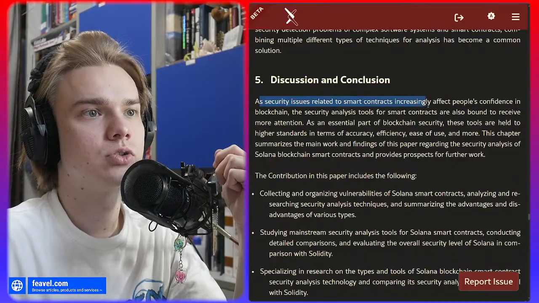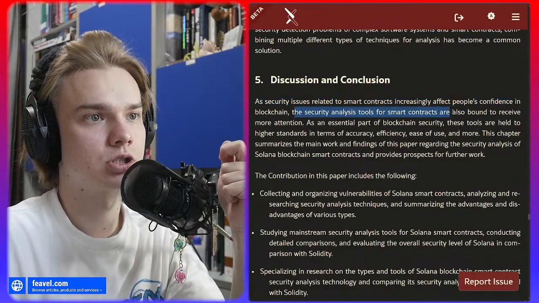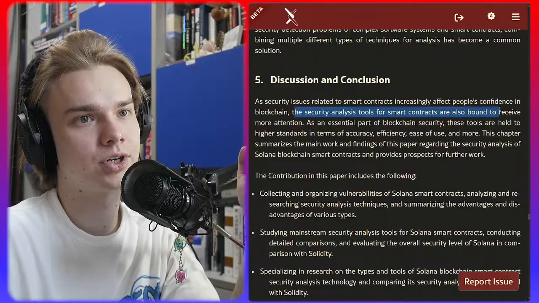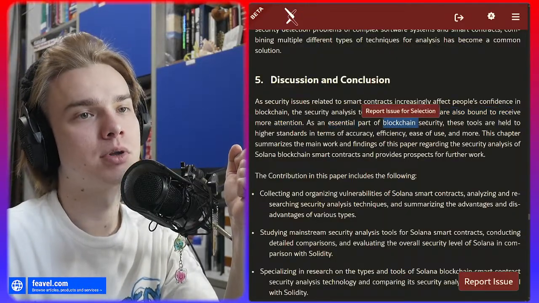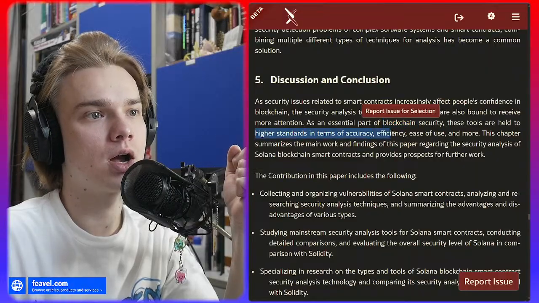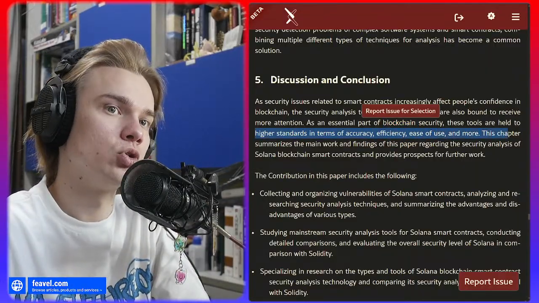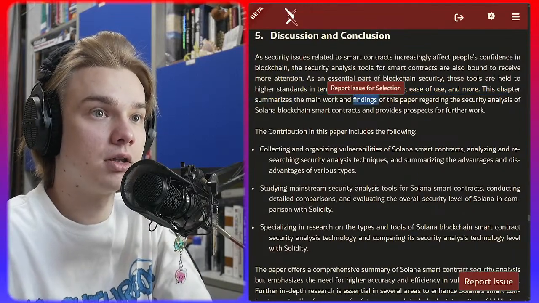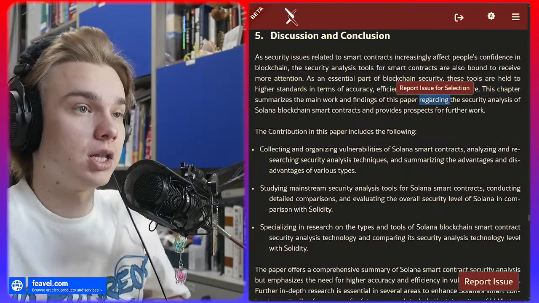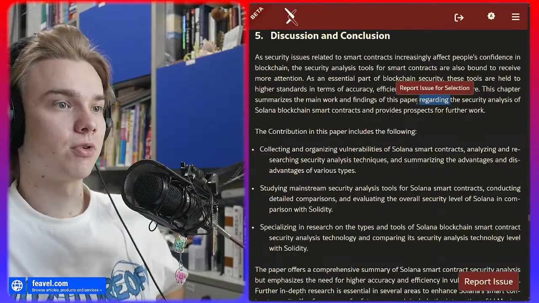As security issues related to smart contracts increasingly affect people's confidence in blockchain, the security analysis tools for smart contracts are also bound to receive more attention. As an essential part of blockchain security, these tools are held to higher standards in terms of accuracy, efficiency, ease of use, and many more. This chapter summarizes the main work and findings of this paper regarding the security analysis of Solana blockchain smart contracts and provides prospects for future work.